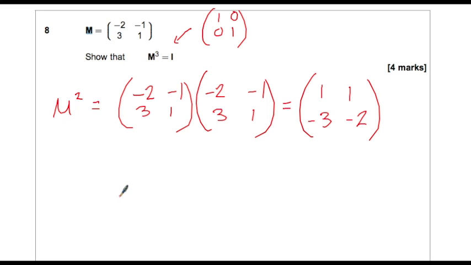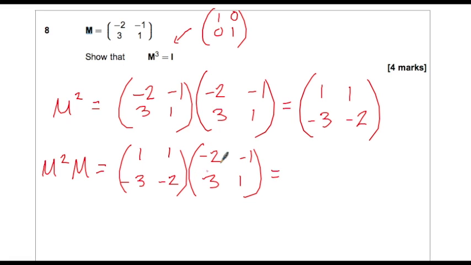Feel free to do some working at the same time, because this can be quite difficult. And then we need to take m squared and times it by m to give m cubed. So I'm going to take my m squared, which was 1, 1, minus 3, minus 2, and times it again by m.